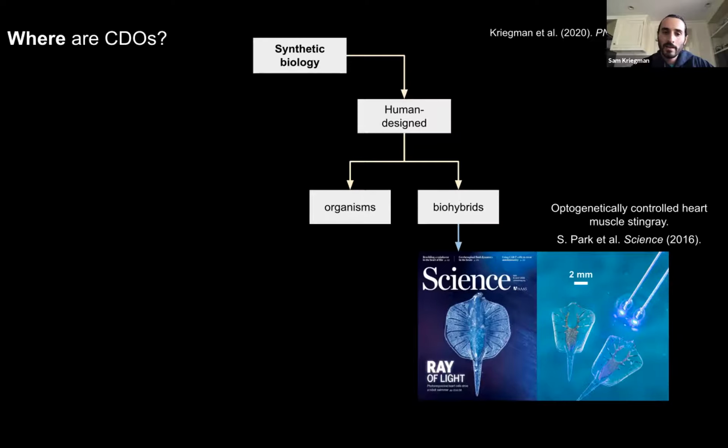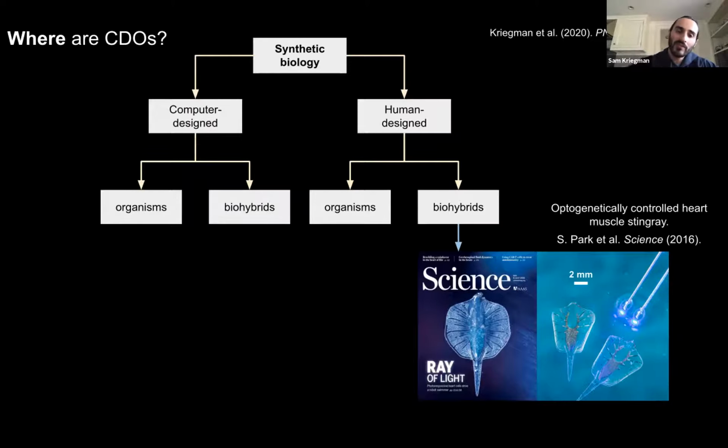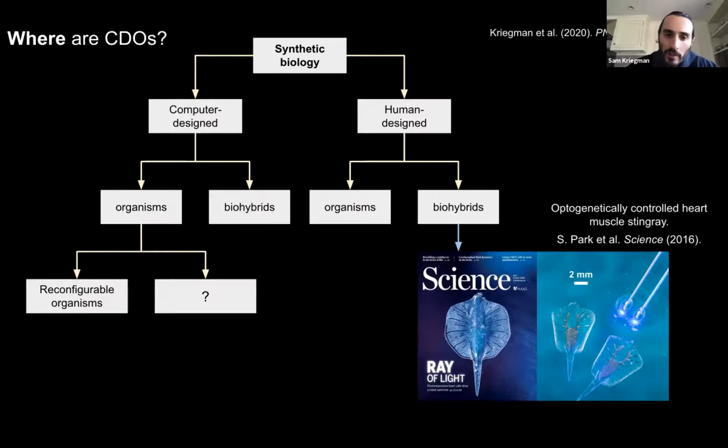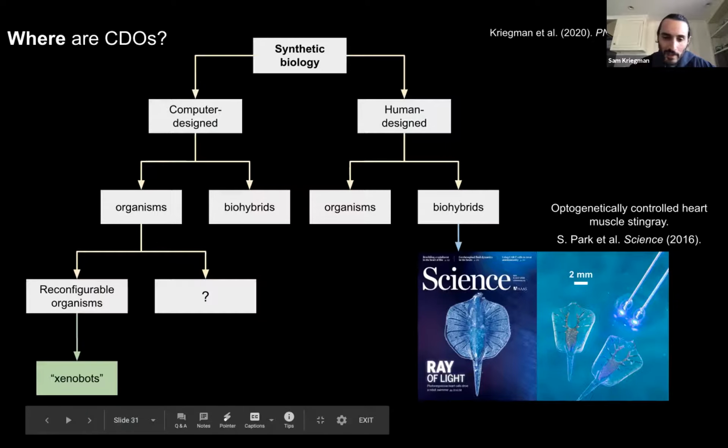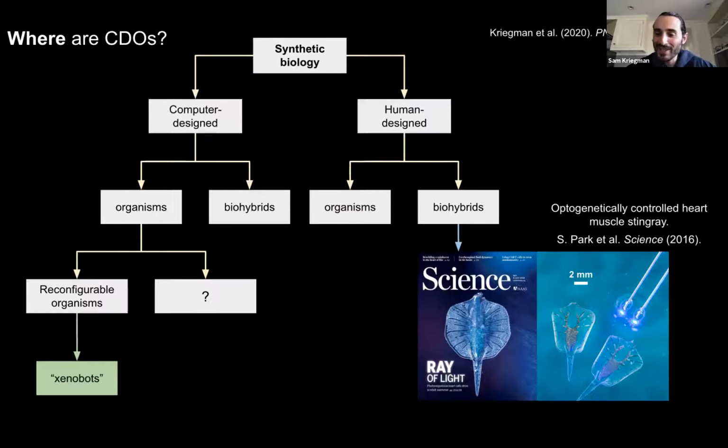Okay. What we introduced in this paper was kind of the left branch of this field, which are computer designed synthetic biological constructs. Now there could be biohybrids. We have not experimented with that yet, but what we did do was create an entire organism. And formally what we called the computer designed organisms that we created were reconfigurable organisms. It's kind of a mouthful, so it didn't really catch on. What did catch on was xenobots, which if you've heard of this work, that's probably the term you know of. It's just a cool word, so people latched onto it.